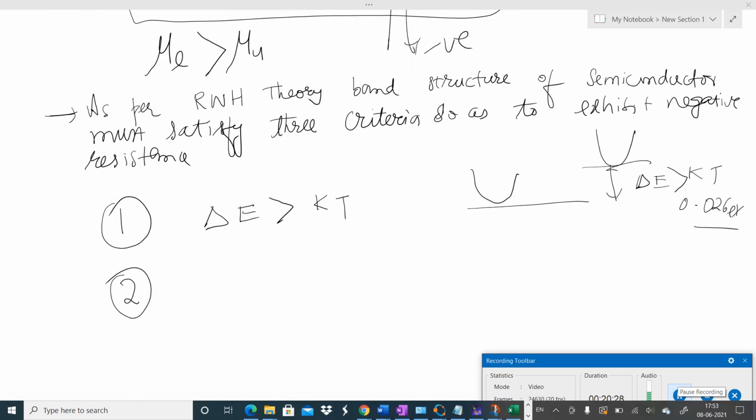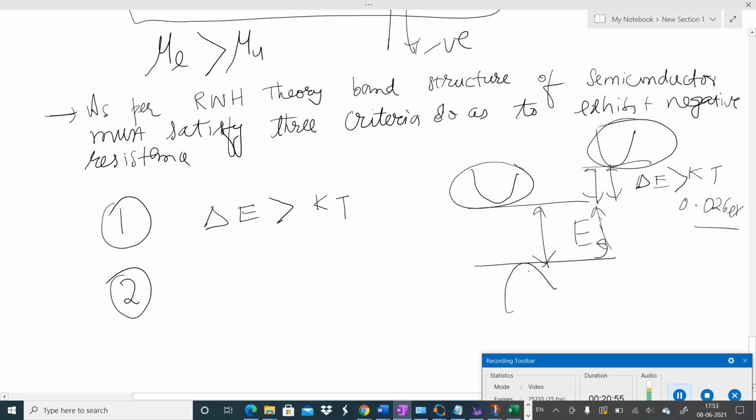The second condition is very important. That is, the energy gap between the valence band and the first valley conduction band, Eg, must be greater than the energy gap between the satellite valleys. That is also necessary, because you want to apply a field such that there is a transfer of electrons, hence they are called transfer electron devices. There is a transfer of electrons from lower valley to upper valley, but not from valence band to the conduction band. So hence this delta E must be less than Eg.